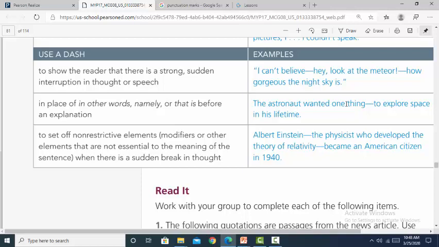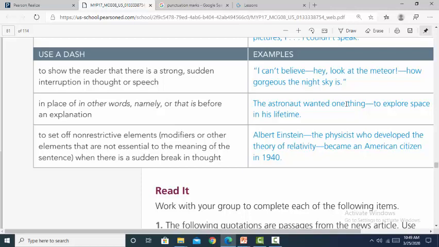The third usage is to set off non-restrictive elements. What are non-restrictive elements? They are modifiers or other elements that are not essential to the meaning of the sentence. If you add redundant words that are not so important, you can use a dash or two dashes between the beginning and the end of this part. Like this example, "Albert Einstein—the physicist who developed the theory of relativity—became an American citizen in 1940."